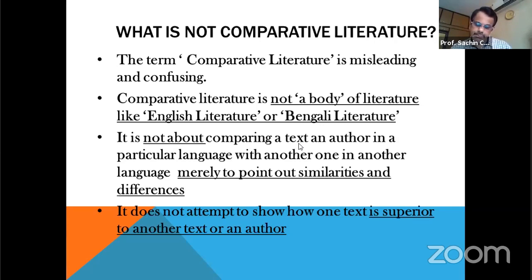The third misconception comes from the negative association we often have with the term comparison. We don't like to be compared with our siblings or our colleagues. We want to say we are distinct, we are individual. So comparative literature also is not an attempt to show how one text or author is superior to another text or author. So these are some of the things which comparative literature is not. So once we reflect upon what it is not, it can lead us to the question, then what is it?